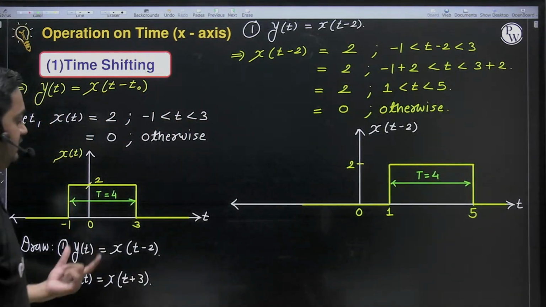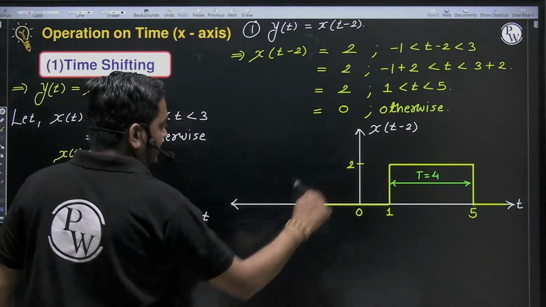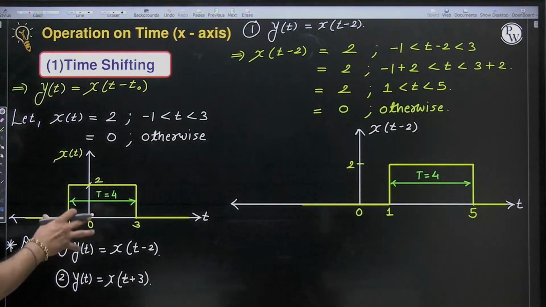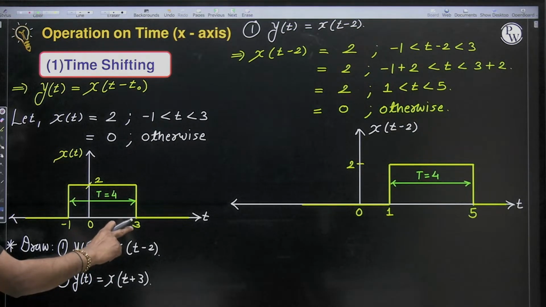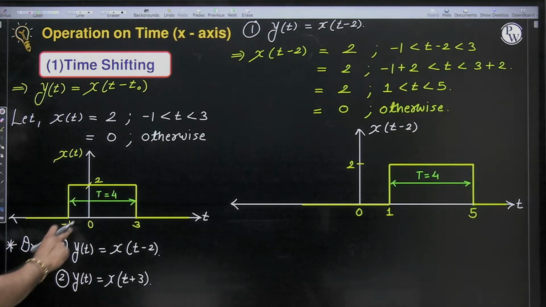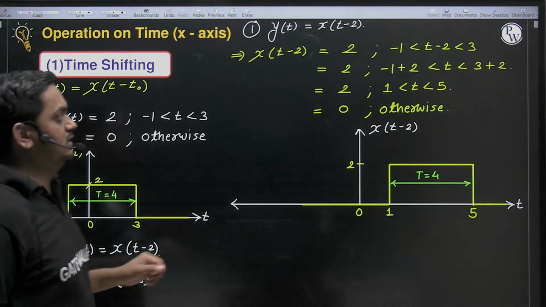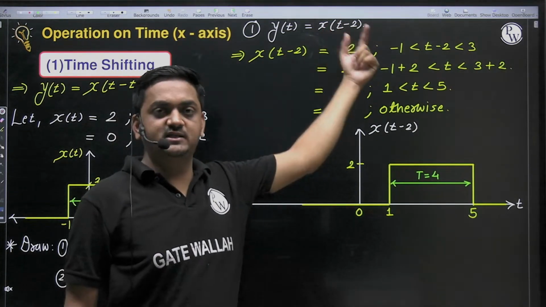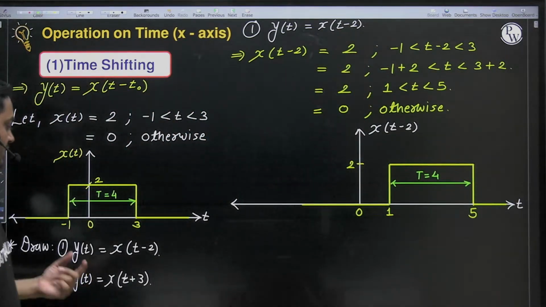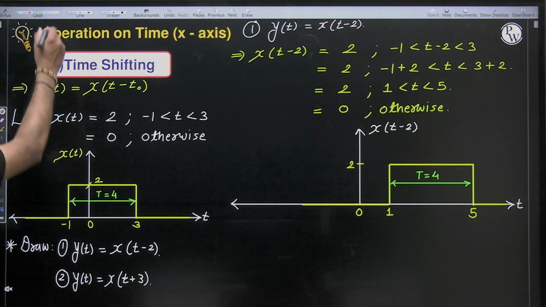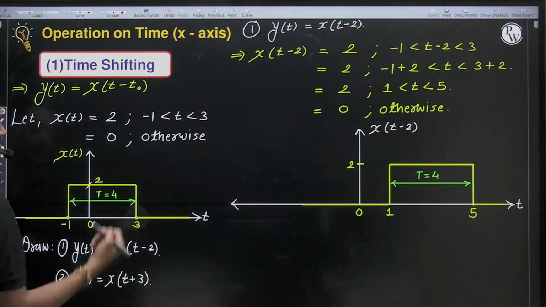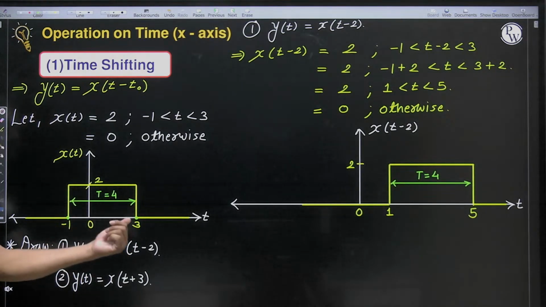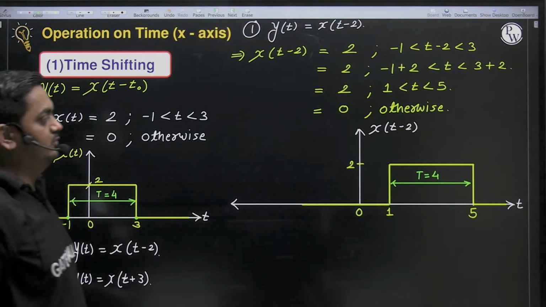Now tell me, is this right shifted or left shifted? Can we say this x of t is right shifted by 2 units? If we add 2 to 3, it becomes 5. Add 2 here, then it becomes 1. So the simple shortcut is: add 2 to each and every instant where the amplitude changes. Then you will get the right shifted version.